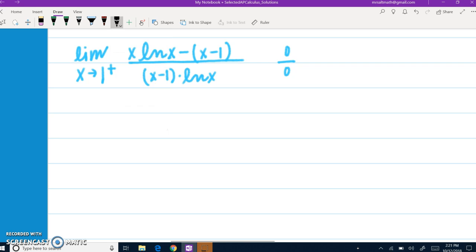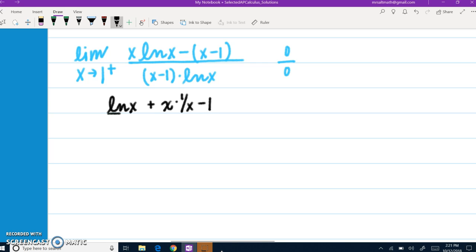So here, x times natural log of x, I'm going to have to use product rule there. So my derivative will turn out to be 1 times the natural log of x, then plus x times 1 over x. And then we've got a minus x, so we've got a minus 1. This constant will just go to 0, so we don't have to worry about that.